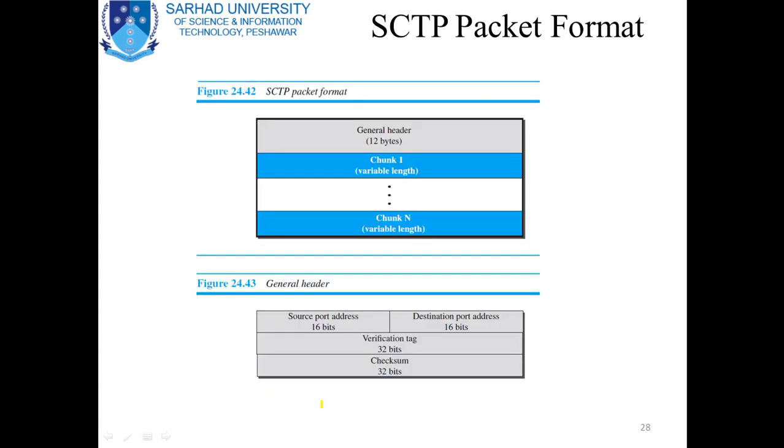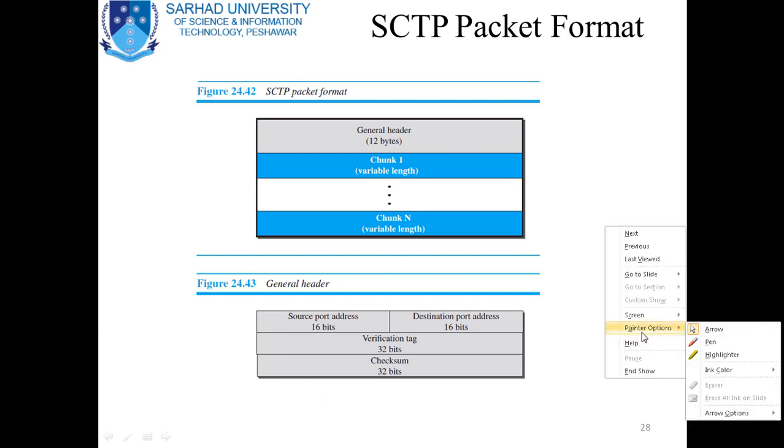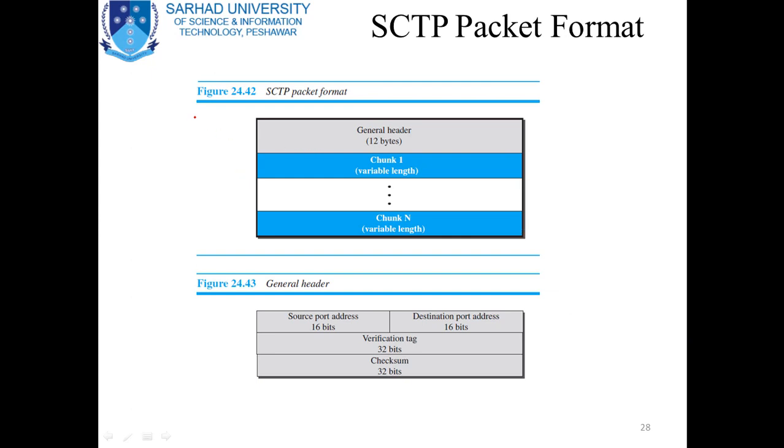So this is the SCTP packet format. You can see there is a general header of 12 bytes. In UDP the packet header was 8 bytes, and in TCP there was a 20 byte header. So this is in between these two. You can see how it has combined some of the good features and average features, and come up with the 12 byte header. It stores the source port address, destination port address, a verification tag, and checksum. These are used for acknowledgement and error control mechanism.